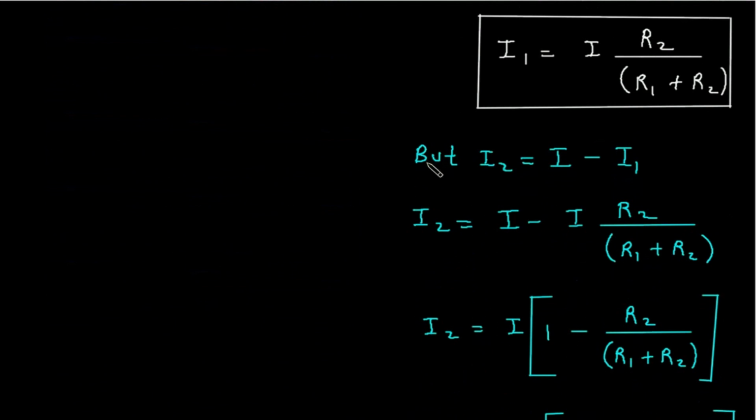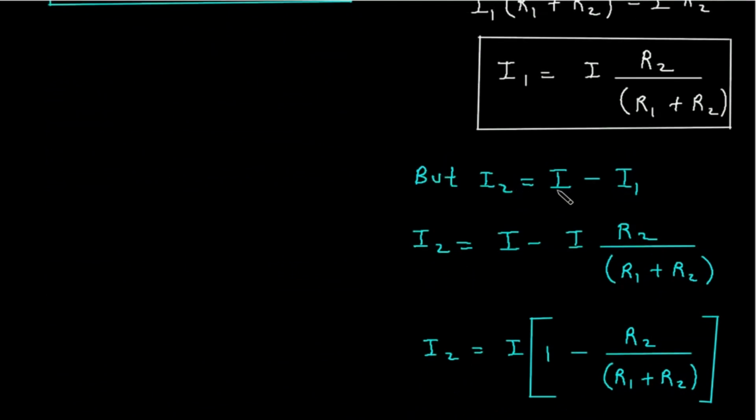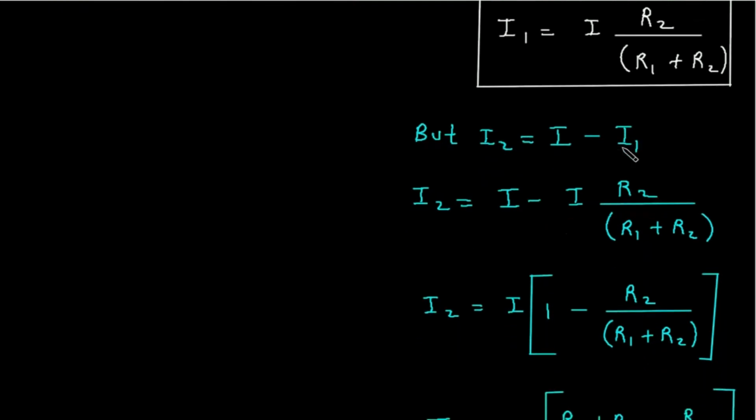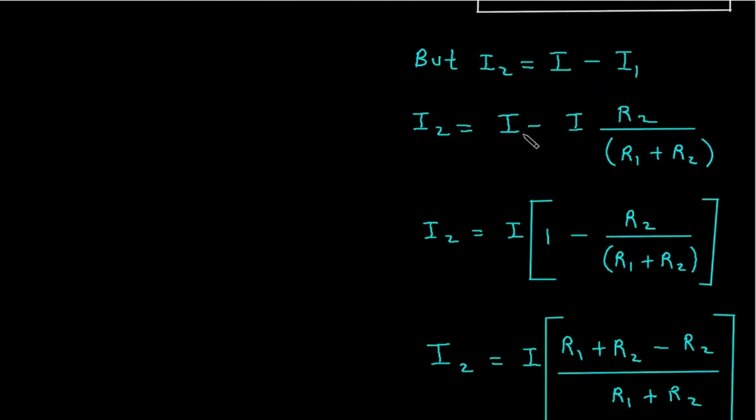Now to find I2: I2 is equal to I minus I1. So we can replace this I1 by this value. So I2 is equal to I minus I into R2 by R1 plus R2. We have replaced I1 by this value. Now we can take I common. So I2 is equal to I into (1 minus R2 by R1 plus R2).